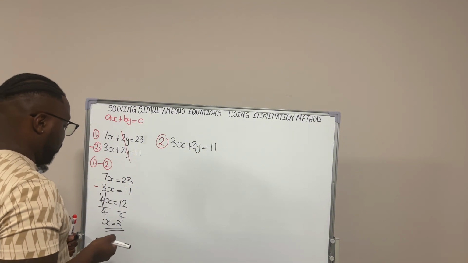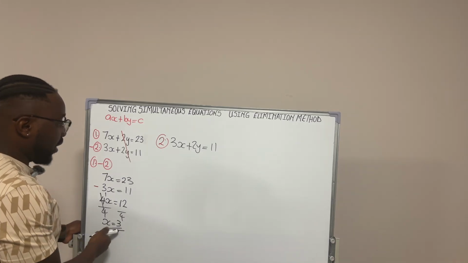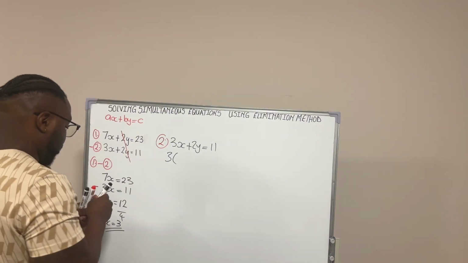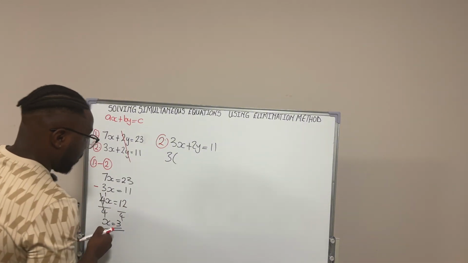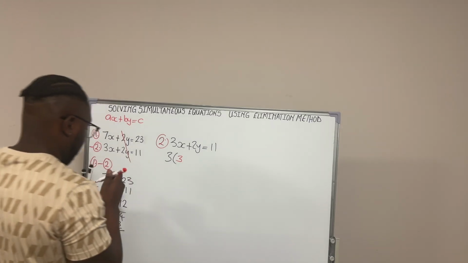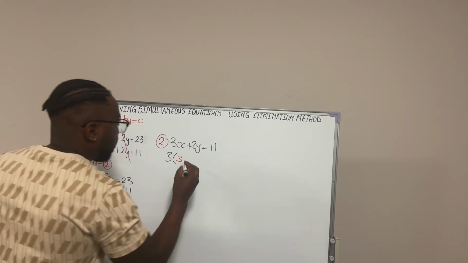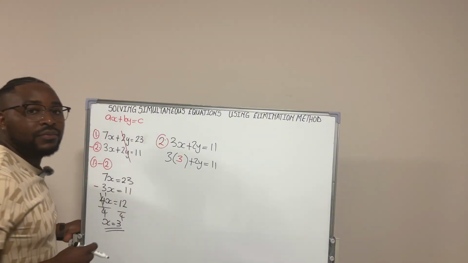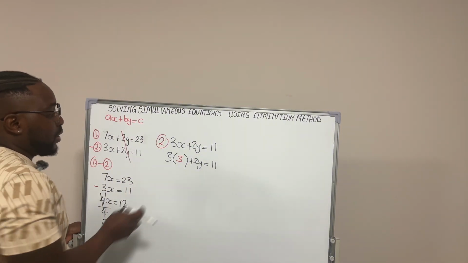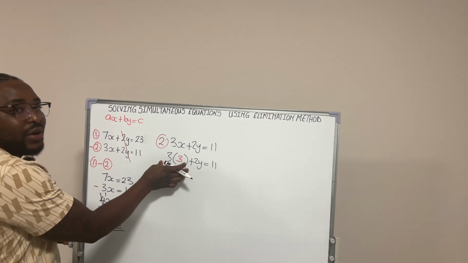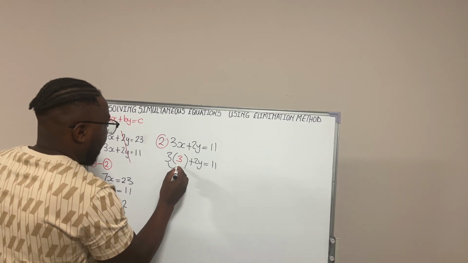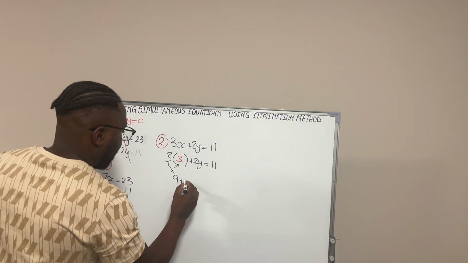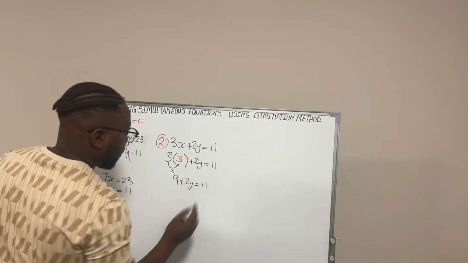Okay, so now, what am I substituting? What's my x value? My x value is 3, right? So that will be 3 open brackets, substituting my x value, 3, close brackets, plus 2y equal to 11. Okay, now let us simplify this part right here. So we can just multiply. 3 by 3, that's 9, plus 2y equal to 11.